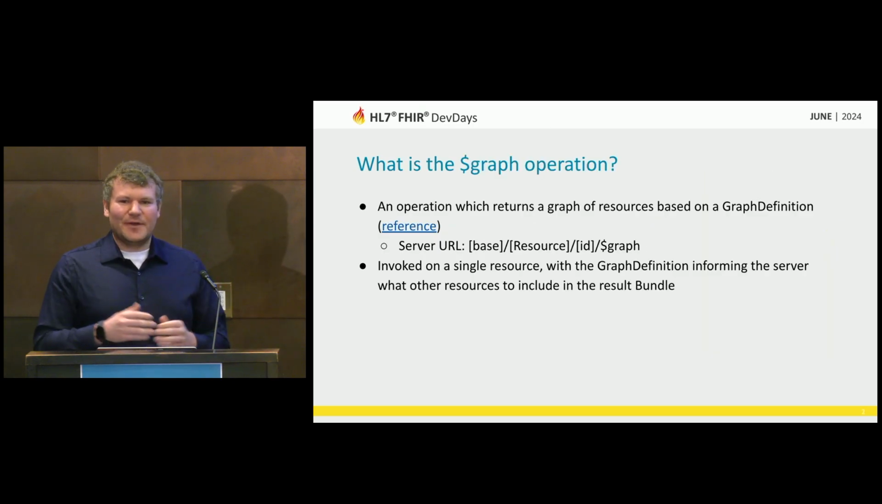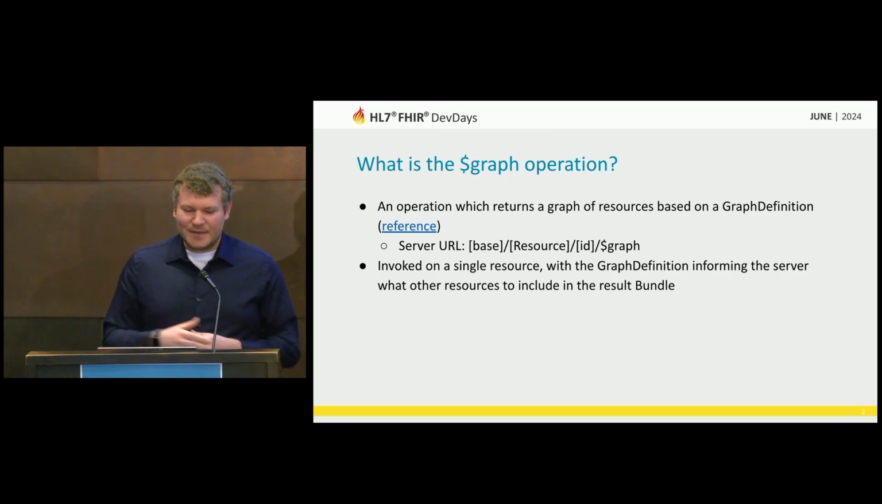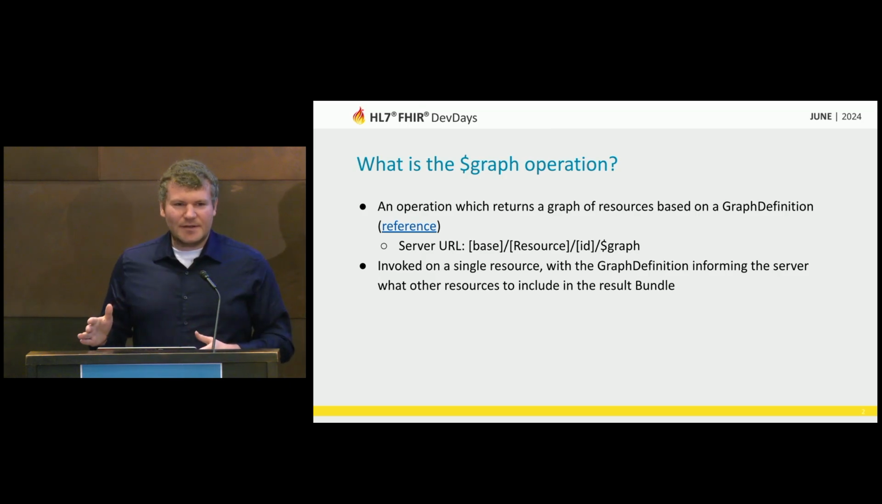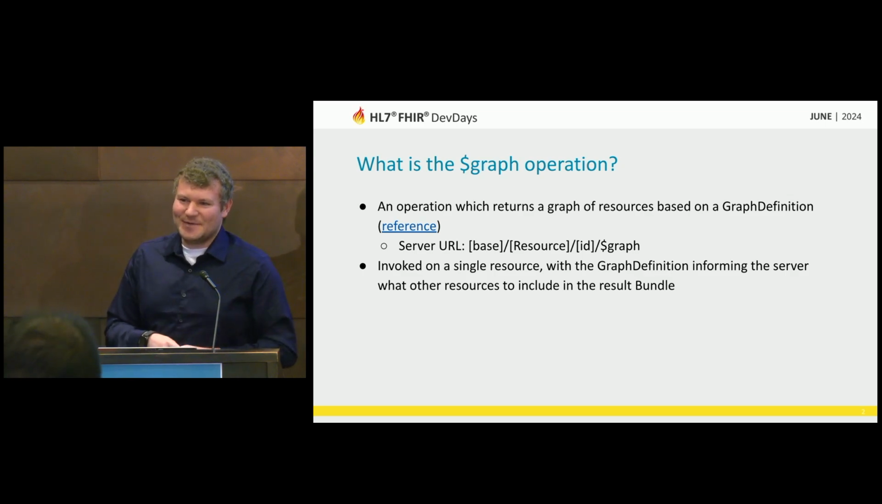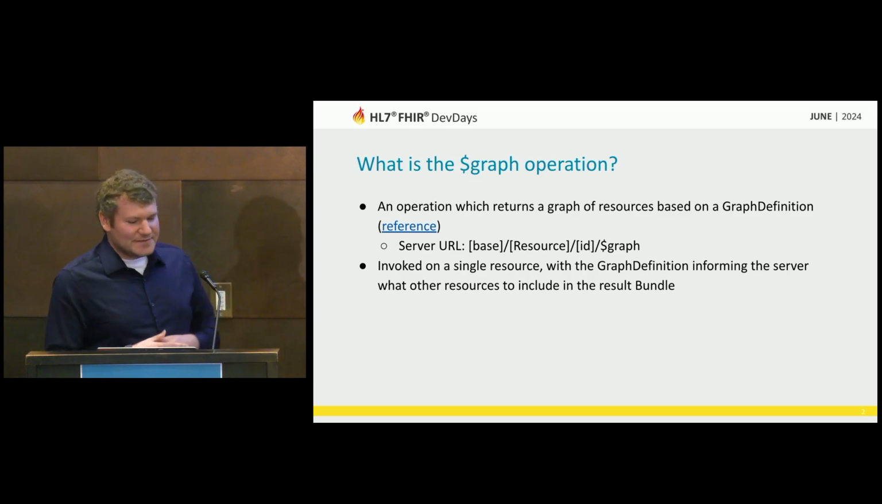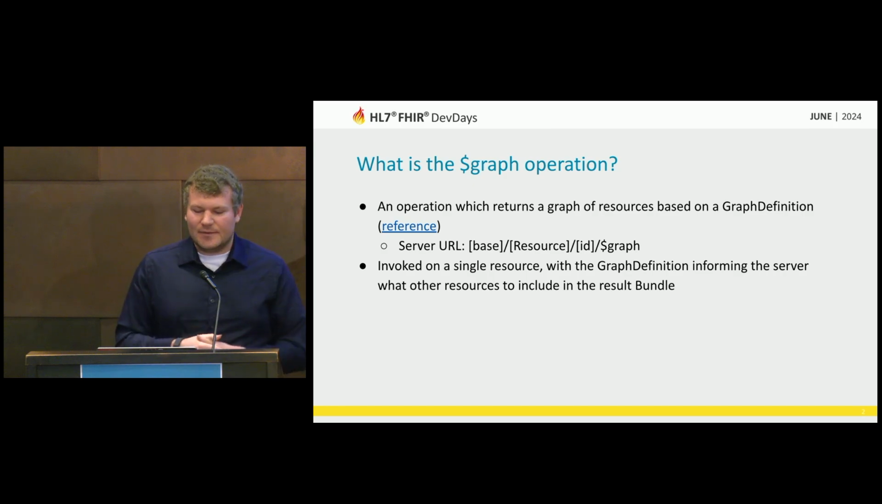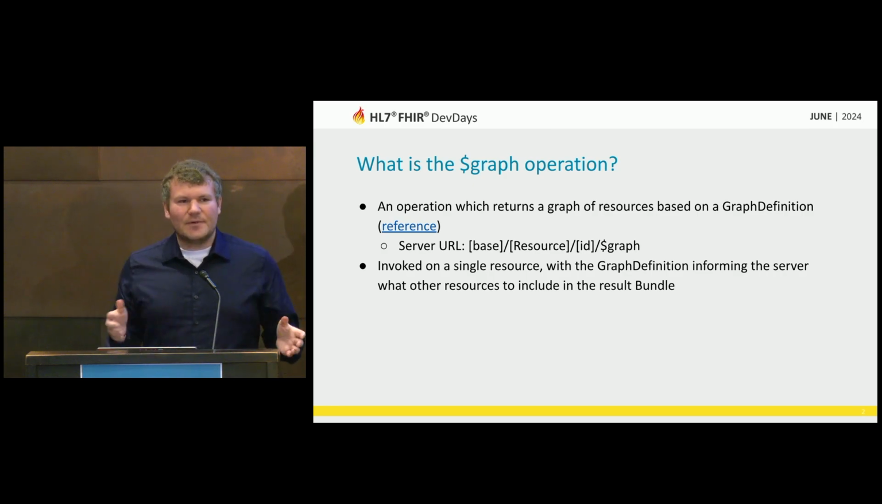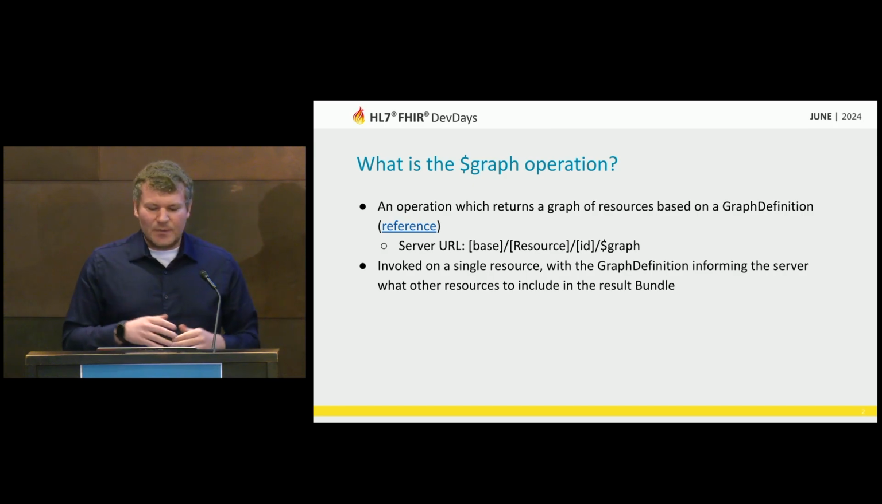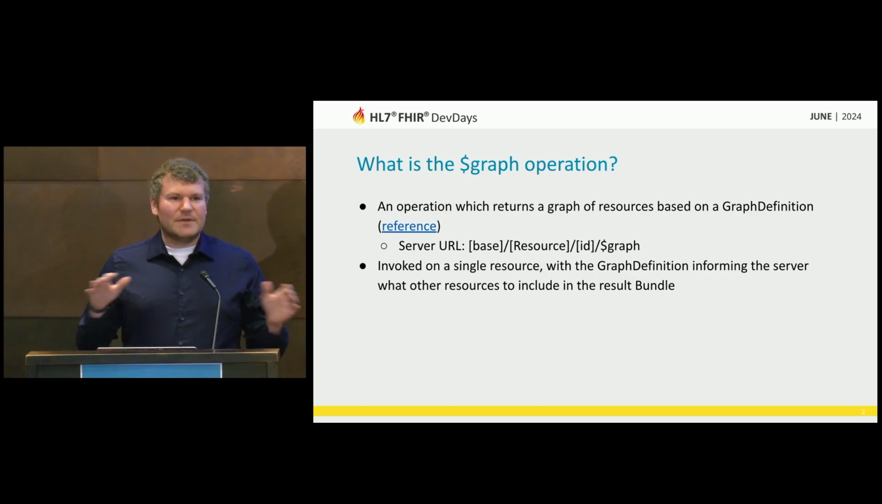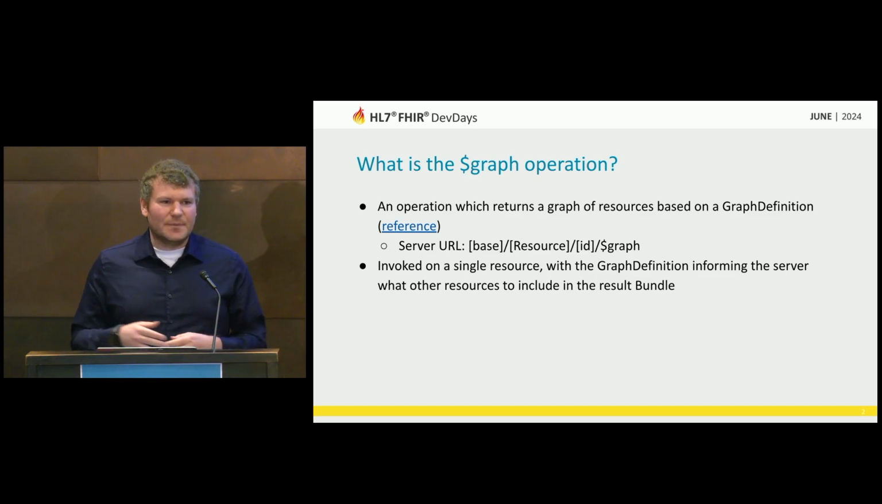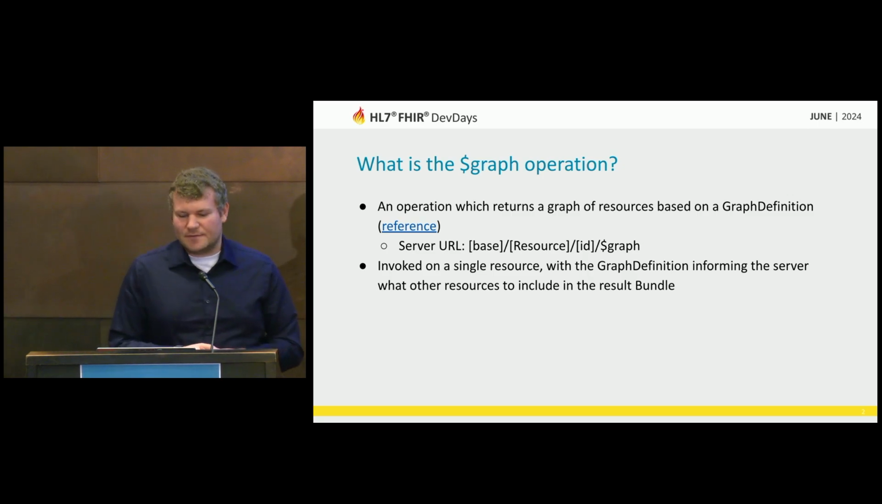So probably good to start with what is the graph operation in case you're not familiar. So essentially this is an operation which returns a graph of FHIR resources based on a graph definition. And you're probably thinking that's not very helpful because I also don't know what a graph definition is. So we'll get to that momentarily. Just for a quick reference, the server URL here. So we have your FHIR server URL, the resource type, the resource ID, and the graph endpoint. And the important thing here is it's invoked on a single resource with the graph definition informing the server what the other resources should be included in the result bundle based on the data relationships that you want to define.